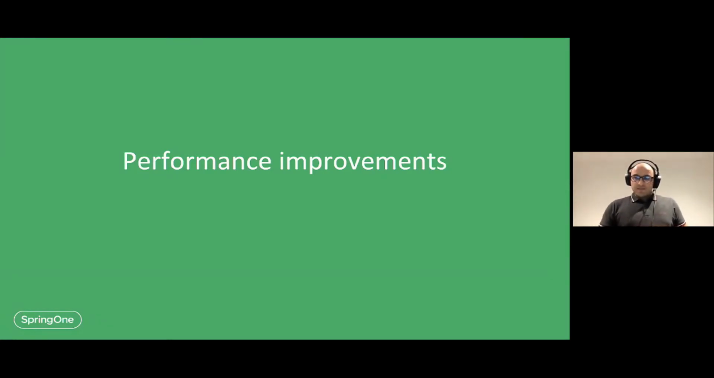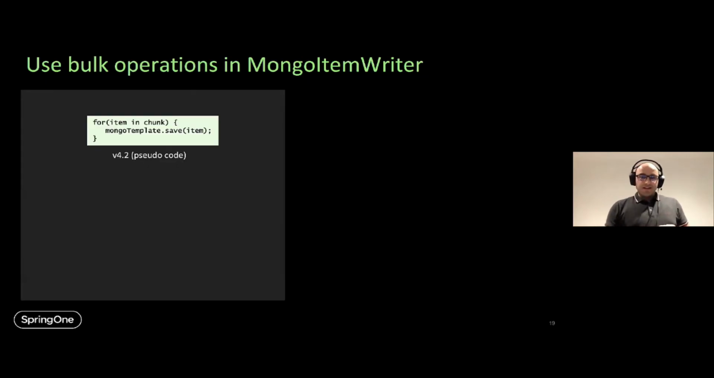present the performance improvements. And the first one is in the Mongo item writer. So currently, to use the Mongo item writer, the implementation iterates over all the items in the chunk and calls save on each one. So in order to persist the items in a collection, it will iterate over all items and call save on each one of them. This is, of course, not optimal in terms of performance.